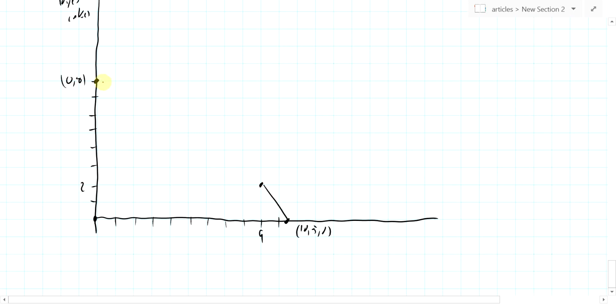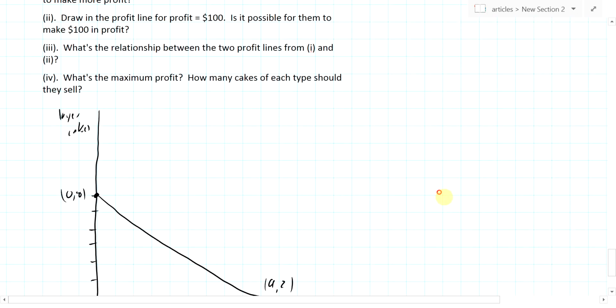So our region looks like that, and this is 0, 0, 9, 2. Okay, so this is our feasibility region. This is in green. So inside this area is all the combinations of cakes that I can make that can work out.